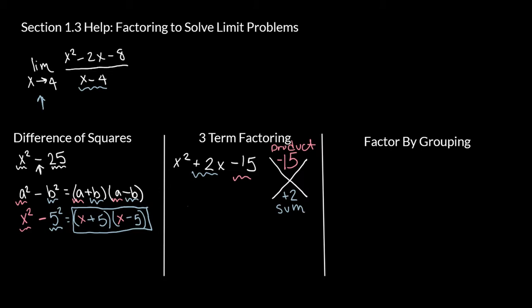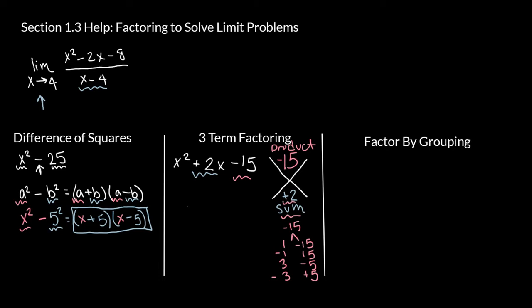As before, I'm going to list out the factor pairs of negative 15, the numbers that multiply to negative 15. To get a negative number from two numbers, you need to multiply a positive and a negative. So my factor pairs are going to look like positive 1 times negative 15, negative 1 times positive 15, positive 3 times negative 5, and negative 3 times positive 5. Those are the only integer numbers that multiply to give negative 15. And now we're looking for a sum of positive 2.